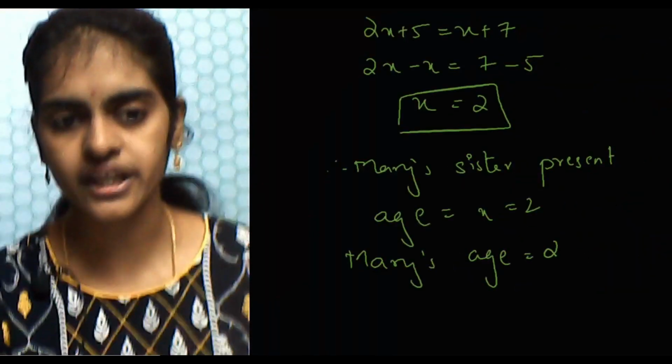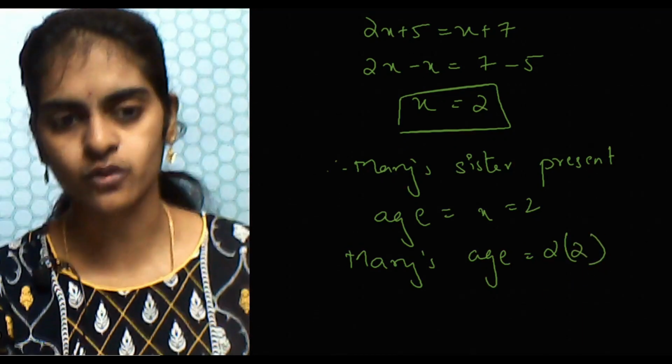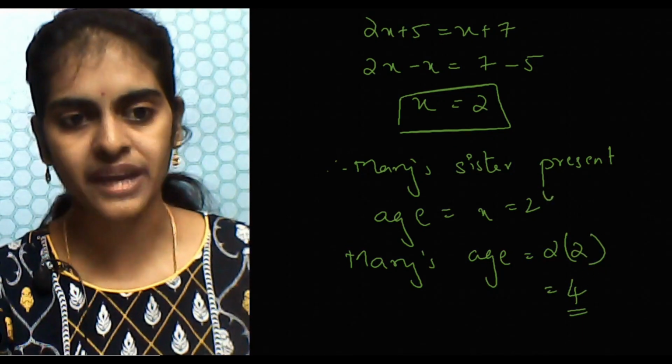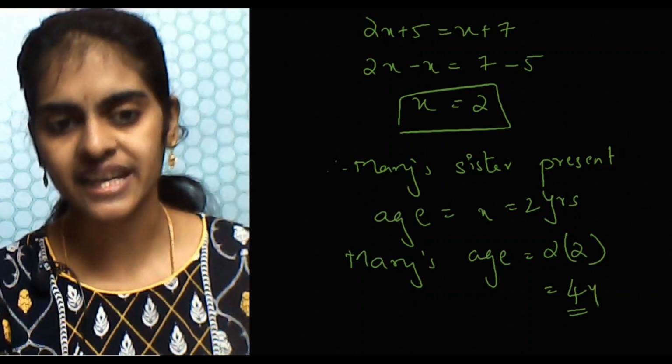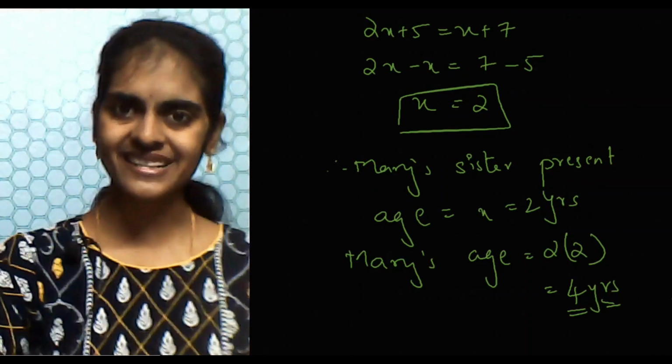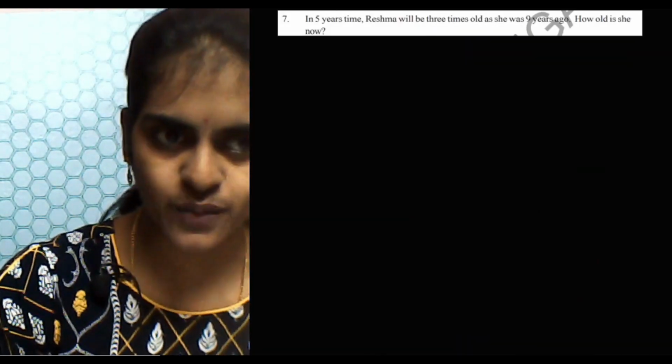So it is 2 into 2, since x is nothing but 2. So 2 2s are 4. So Mary's sister is 2 years old and Mary is 4 years old. Got it? Simple, right? So let us move on to the next one.